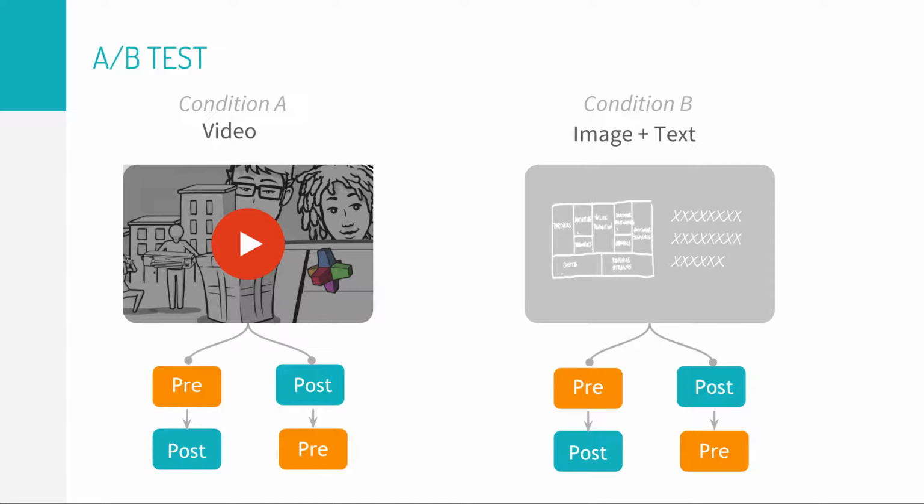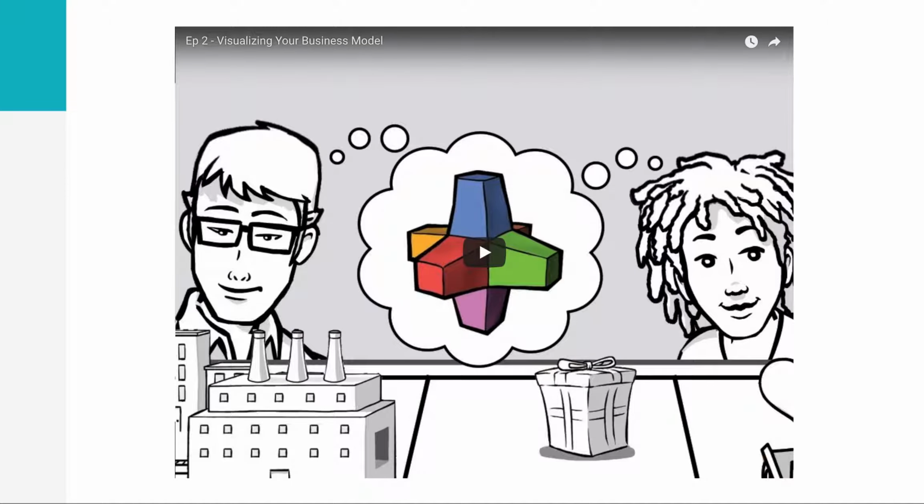We set 2 conditions which vary in the format of media content of BMC: video scaffolding for condition A, and image plus text for condition B. In each condition, we flip the pre- and post-assessment to examine whether there is a difference in the difficulty of pre- and post-assessment. Here is the video made by professionals from Strategyzer.